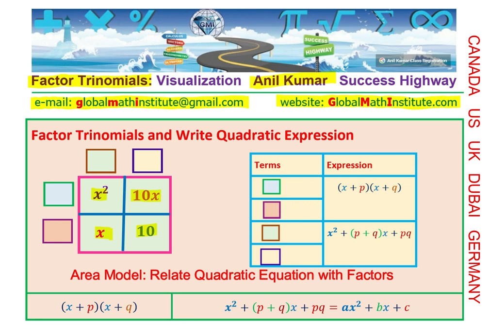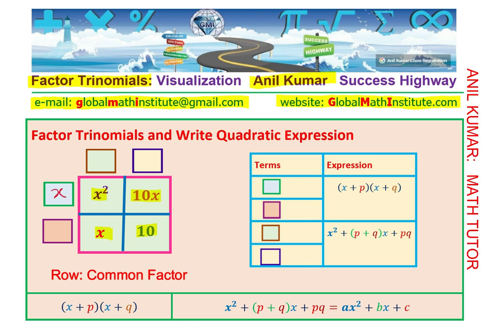So, simple factoring skills: group factoring, x squared and 10x. What is common to x squared and 10x? We'll write in this blue box, and that is x, correct? So the term which comes here is x. So we'll write this term in our table as x here.